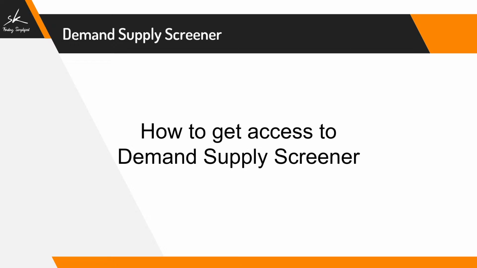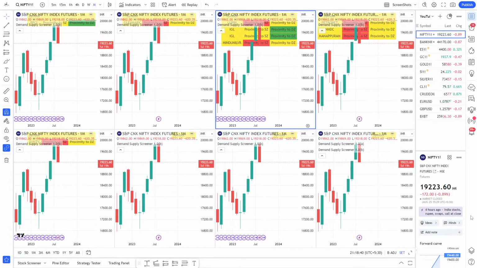You'll get to know the difference between the two. So first and foremost, how do I get access to the demand and supply screener? Just give me a second. Let me bring this up for you.